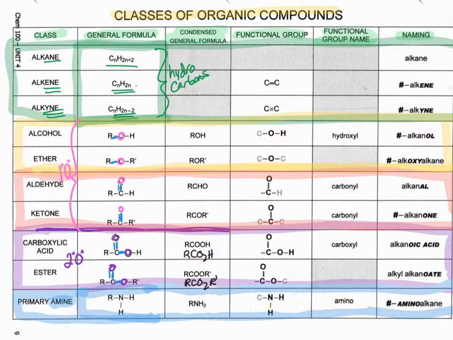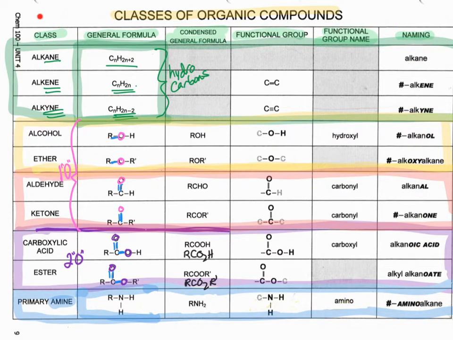Then we have a functional group for the carboxylic acid. That's called a carboxyl group, and that one has the C double bond O and the OH. Notice that there is no special name for the ester. There's no special name for it at all. And then the last one is the amino group, and amino groups have nitrogen in them, and that's how we identify them. And our final column is how to name these compounds.